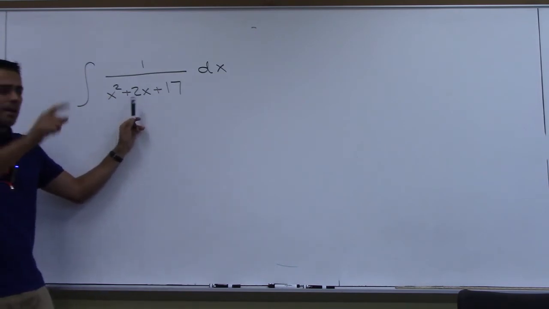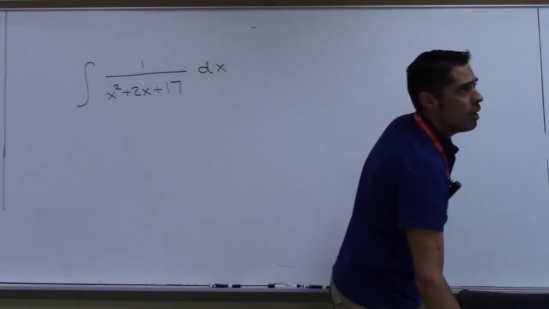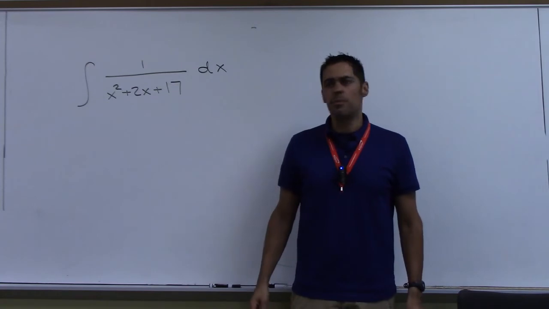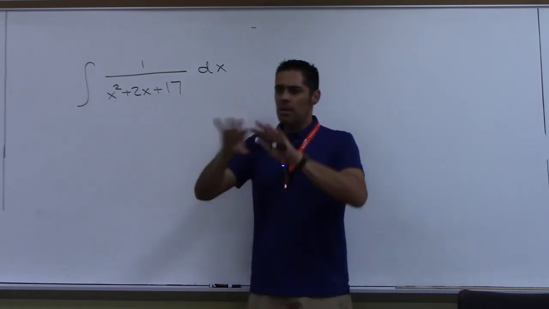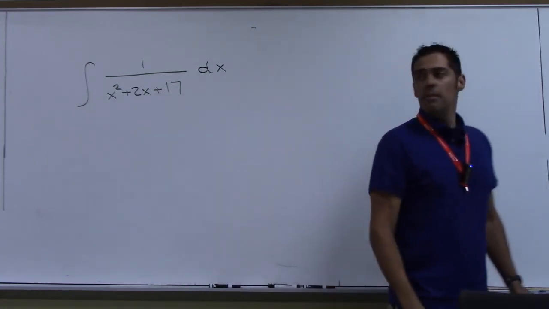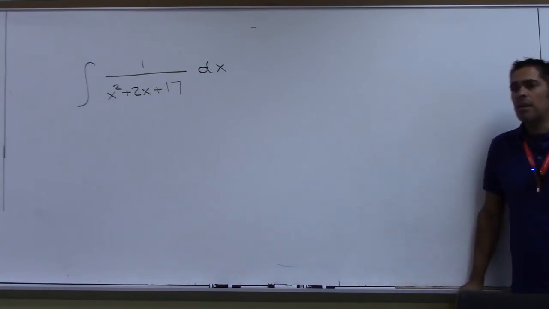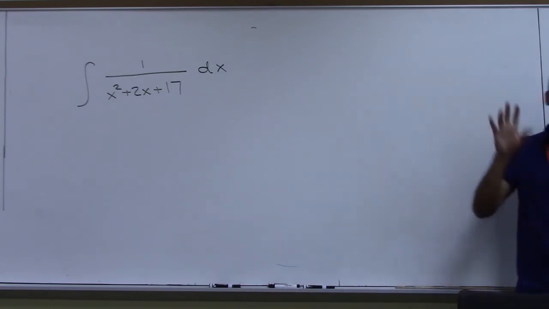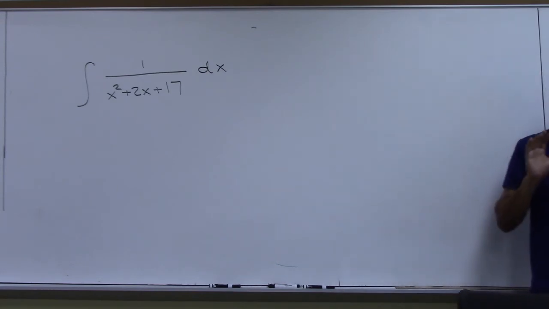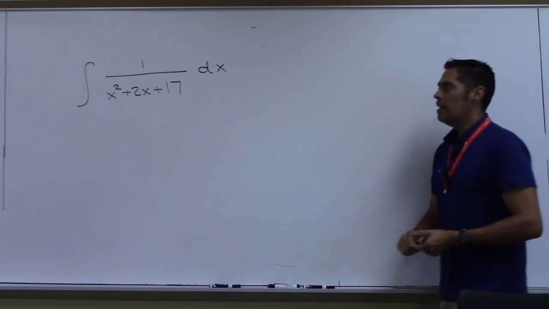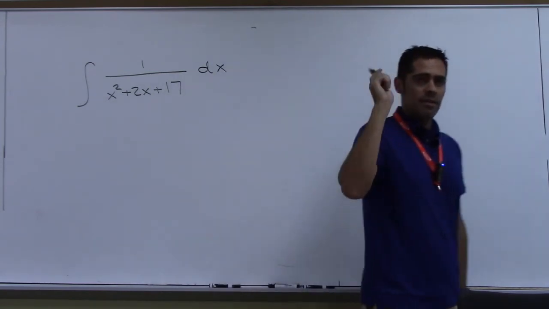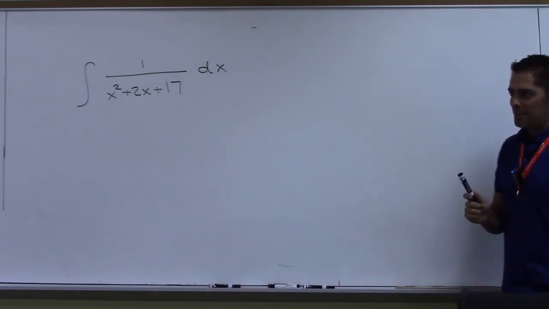But it also says that the quadratic down there is irreducible. What does irreducible mean? It doesn't factor. If you try and factor x squared plus 2x plus 17, it will not factor. Right? That's not like x plus 2 times x plus 5 or something like that. It's irreducible. If you have an irreducible quadratic on the bottom and a constant on the top, we should be able to do something. Right?